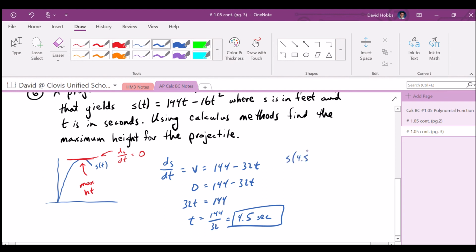So s of 4.5, which is 144 times 4.5 minus 16 times 4.5 squared. And anyway, I have to admit I already worked this out ahead of time. So we do get 324 what? Well, s is in feet, so 324 feet. Units are important. You must include appropriate units in your final answer to be able to get full credit.